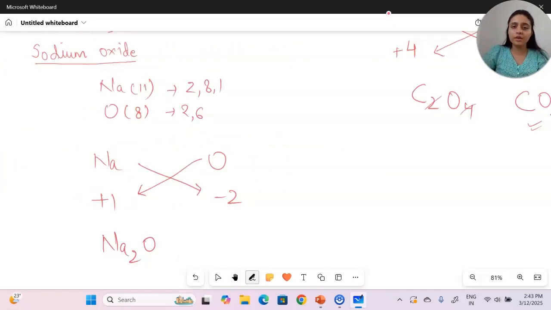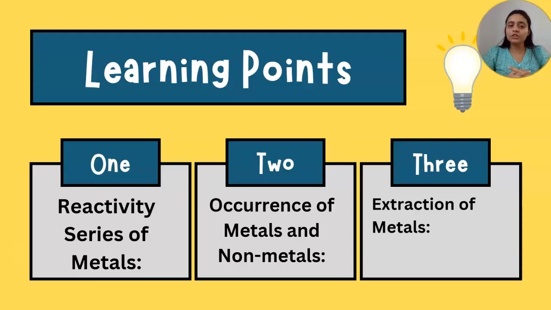We are going to take one more example, sodium oxide. You can see we have written the valency like this, and then we have followed the crisscross method and we got the answer, sodium oxide. So like this, we can form the formulas of various ionic compounds by following the crisscross method. We continue to learn. The points we are going to cover in this part 2 are the reactivity series of metals, the occurrence of metals and non-metals, and then we are going to extract the metals through various processes. So let's get started.